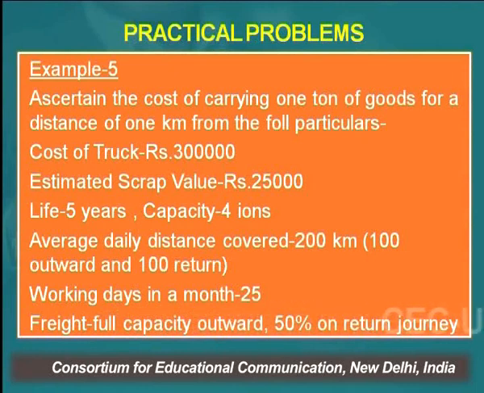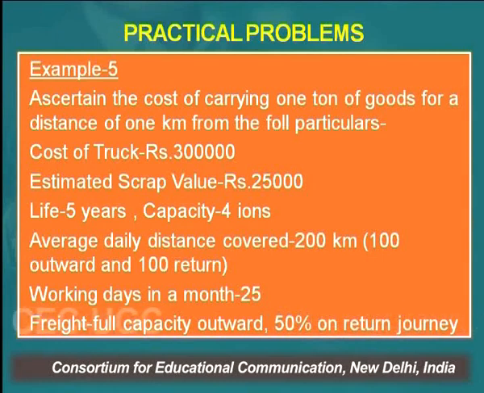Now let's talk very quickly about one more example. Ascertain the cost of carrying 1 ton kilometer of goods for a distance of 1 kilometer from the following particulars. Cost of truck is 3 lakh rupees, estimated scrap value 25,000 rupees, life 5 years, capacity 4 tons. Average daily distance covered 200 kilometers, 100 kilometers outward and 100 kilometers return, means one trip is 200 kilometers. Working days in a month 25.